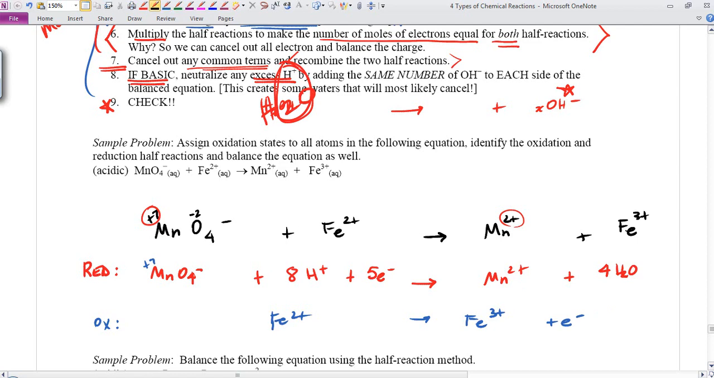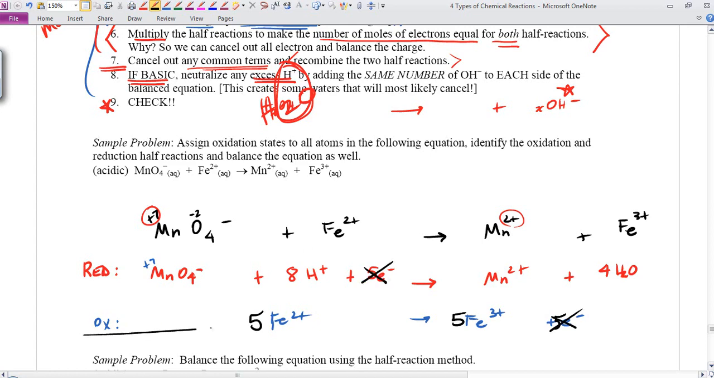Now, next step, we want to get rid of these electrons. How are we going to get rid of them? I got 5 in the reduction half and only 1 in the oxidation half, so I need to multiply everything here by 5 so that I can do that. That's the goal of that game.